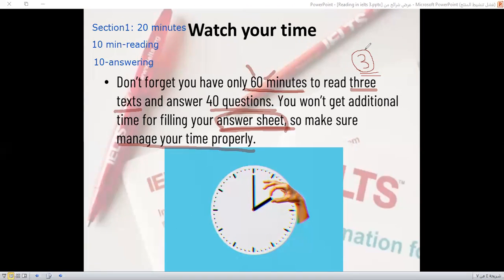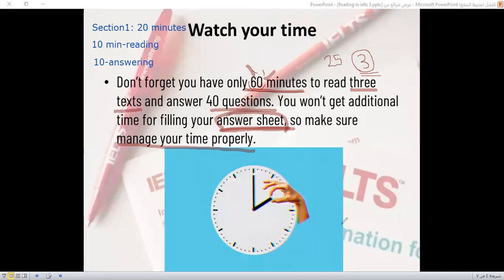So remember, if I divide the 60 minutes equally, it's not good. If I give 20 minutes to section 1, 20 minutes to section 2, 20 minutes to section 3, I think it's not good. Because 20 minutes for section 3, which is the difficult one, maybe I will take more time. Maybe I will take 25 minutes. So that means in sections 1 and 2, I have to finish very quickly.